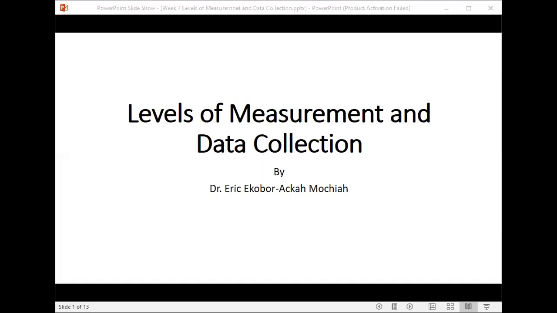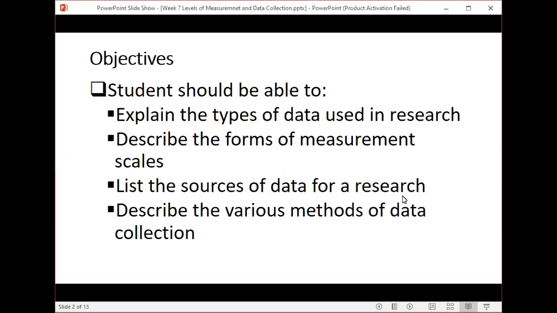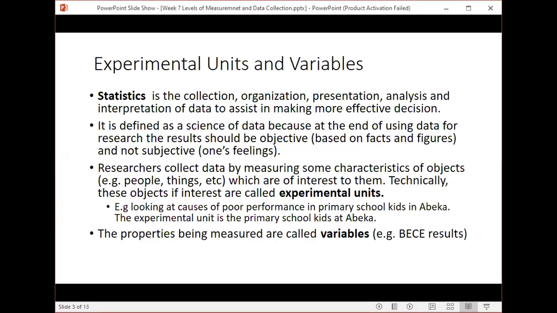We measure them, and then how we collect data using a questionnaire. Okay, so at the end of the day, you want to look at the various forms of measurement scales that we have. We will list the sources of data we can use for research, and describe the various ways of collecting data. So before we get there, first of all, we want to distinguish between two things.